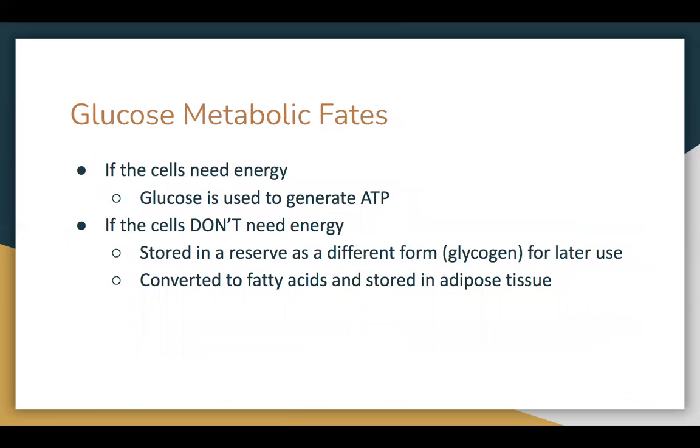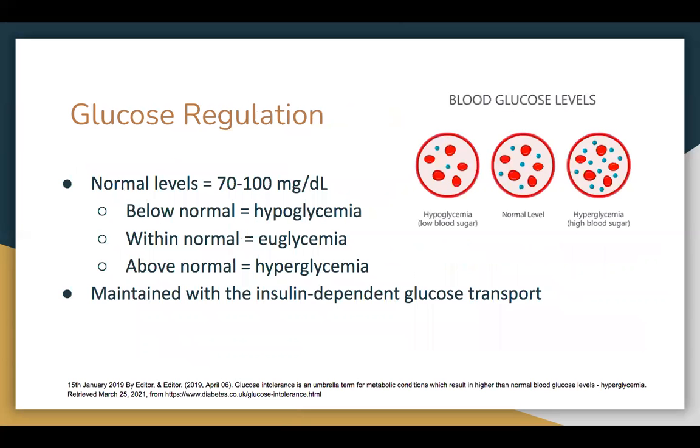So glucose has a few different metabolic fates depending on the cell's needs. If the cells need energy, then glucose is used to generate ATP. But if the cells don't need energy, it is either stored in reserve as glycogen for later use, normally found in the muscle and liver cell tissue, or converted to fatty acids and stored in adipose tissue.